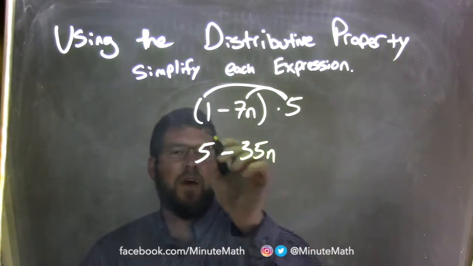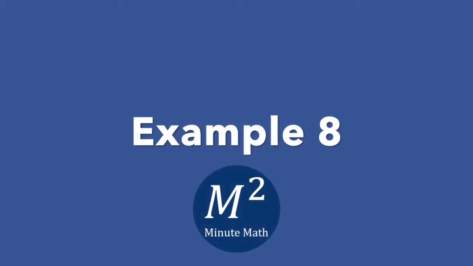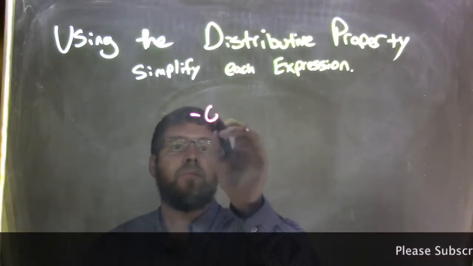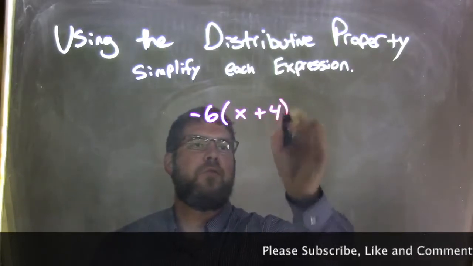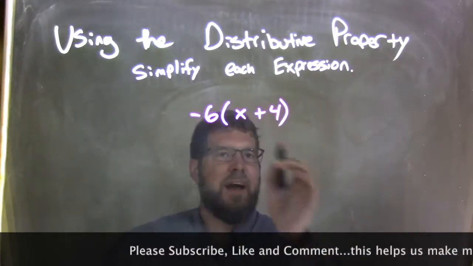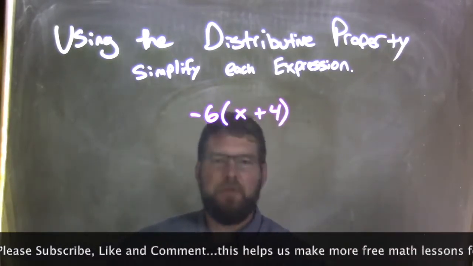And that is our final answer. They're not like terms, so we can't combine them. Negative 6 times x plus 4. Well, x plus 4 is inside the parentheses. They're not like terms, so we can't combine them. So normally parentheses comes first, can't combine it.